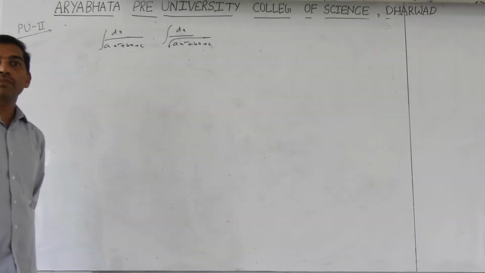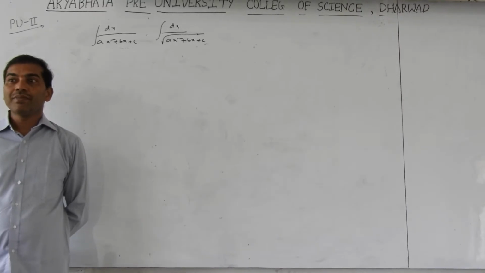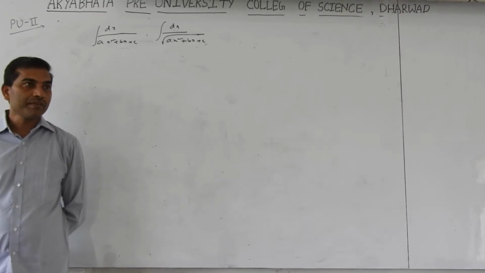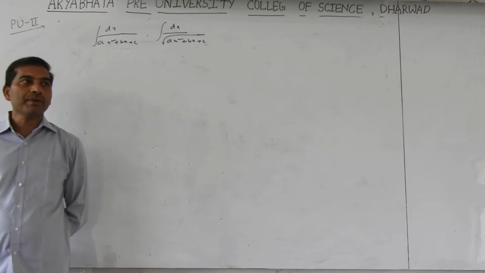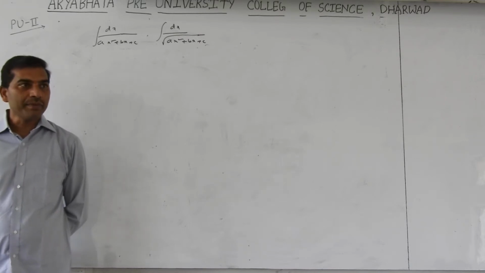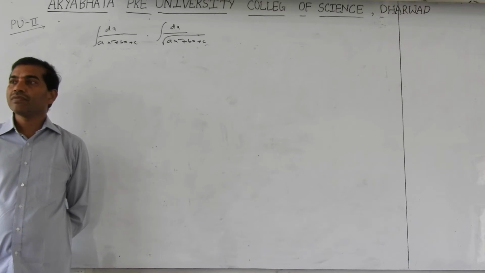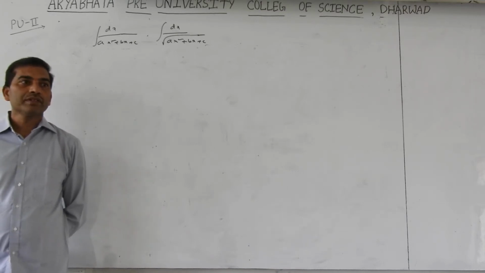Integration of 1 by x square plus a square equals 1 by a tan inverse of x by a. Integration of 1 by x square minus a square, 1 by 2a log of x minus a by x plus a, plus c. Integration of 1 by a square minus x square, 1 by 2a log of a plus x by a minus x. Integration of 1 by under root of a square minus x square, sin inverse x by a.